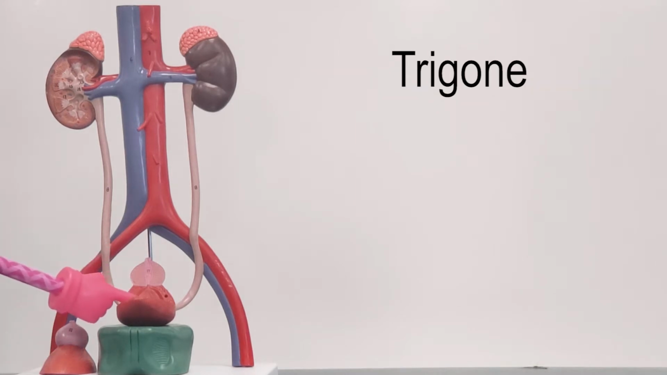Trigone. In the shape of a triangle, the trigone is very sensitive to movement, and once it stretches to a certain degree, it will signal the brain that urination needs to occur.